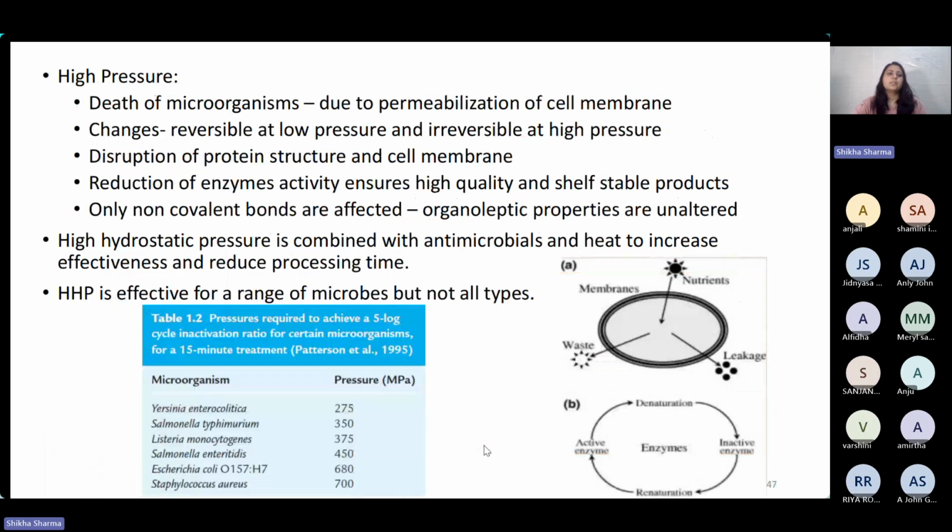So here high pressure is being applied, so that is causing the death of the microorganism due to permeabilization of the cell membrane. Then the changes are reversible at low pressure and irreversible at high pressure. Then there is disruption of the protein structure and the cell membrane and reduction of the enzyme activity, which ensures a high quality and shelf-stable product, and only non-covalent bonds will be affected. So the organoleptic properties are going to be unaltered in HPP.